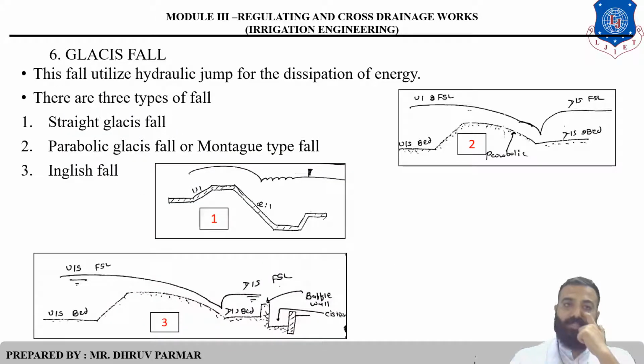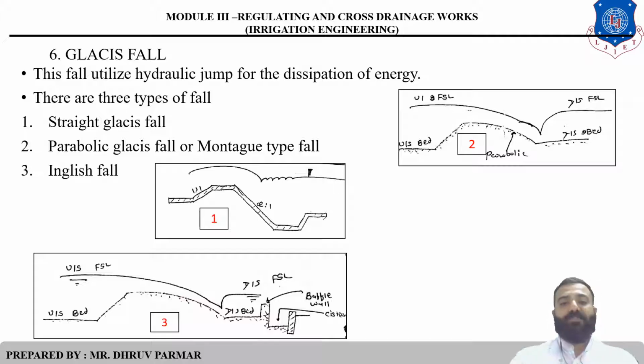The next one, Glacis fall. Glacis fall uses a hydraulic jump for the dissipation of energy. There are three types of fall. First one, straight glacis fall. Second one, parabolic glacis fall, or Montague fall, and third one, English fall.